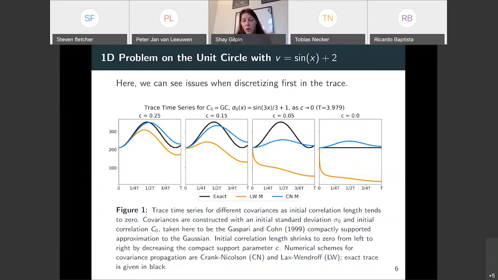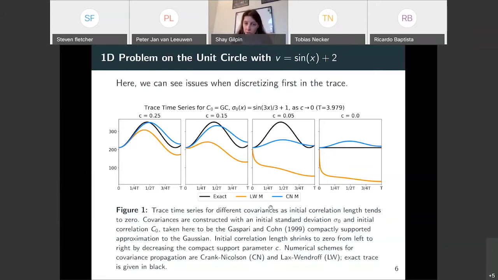We know that the Lax-Wendroff scheme is very dissipative, and we expect to see dissipation, but the total amount of variance lost, especially at these short initial correlation lengths, is much larger than we would expect from dissipation alone. That indicates that maybe something else is going on in our numerics that is causing this problem. In fact, because Lax-Wendroff is so dissipative, we're not going to look at it anymore throughout this talk, and instead we're going to focus on the Crank-Nicolson scheme here in blue.